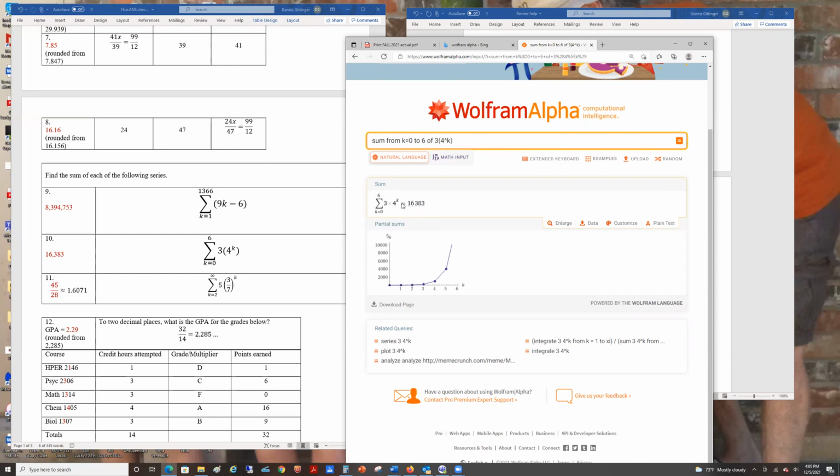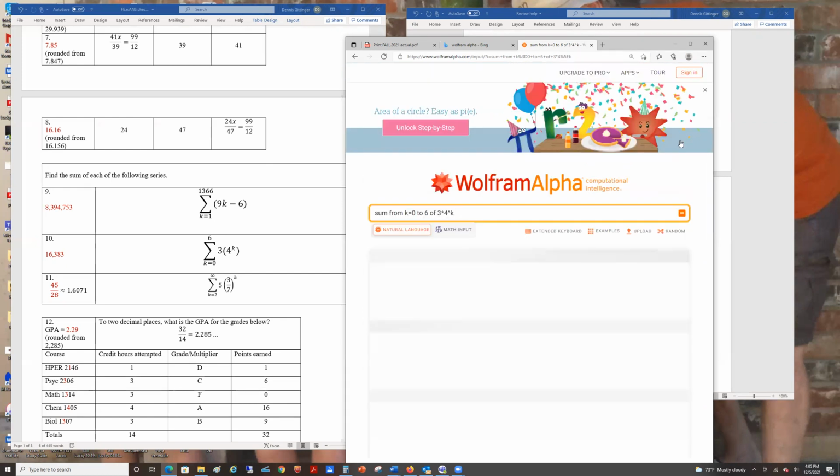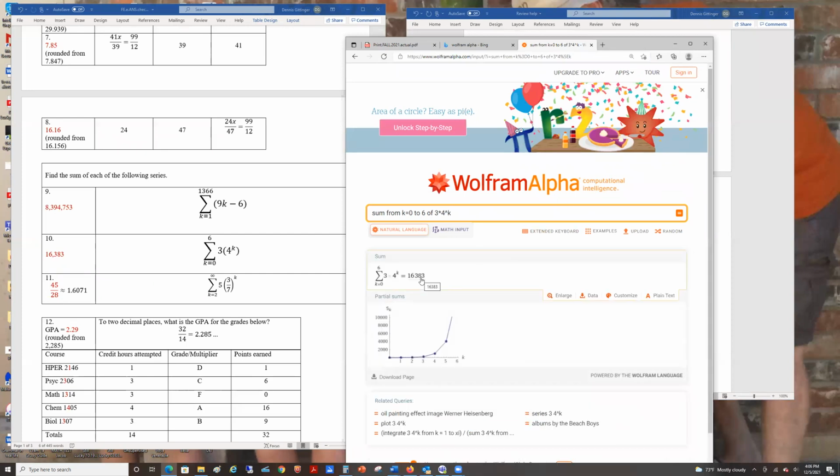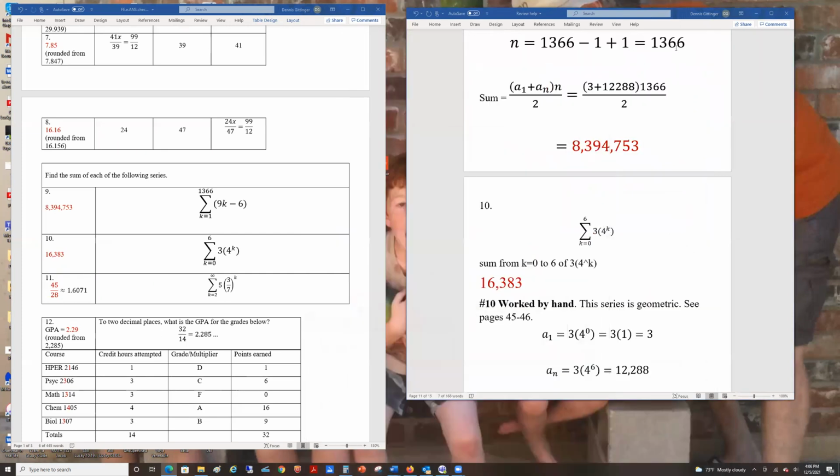Notice that he didn't put it in parentheses, and we actually could have put 3 times 4 without putting parentheses because it will work anyway. Why? Because it does the exponent before it does the multiply. And this is not 12 to the k. This is 3 times 4 to the k. And that's what that means. And it's the same answer as you can see.